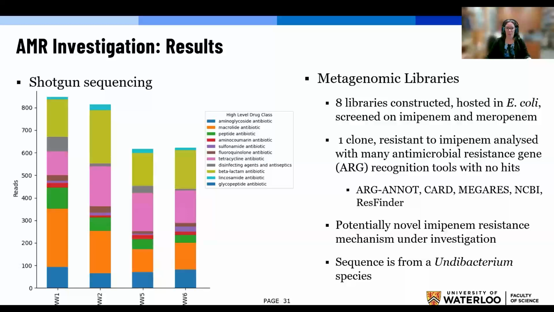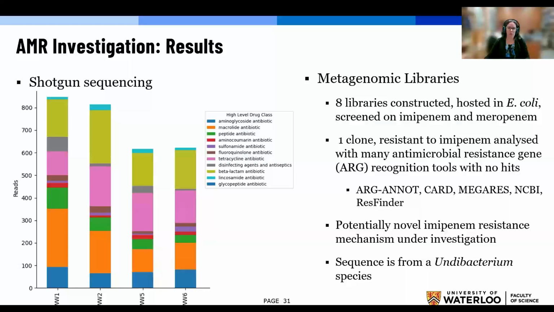For the metagenomic libraries, I'm showcasing here on the right-hand side that 8 libraries that we constructed and hosted in E. coli. We screened them on imipenem and meropenem, and a total of 30 resistant clones were investigated, most of which had easily identifiable AMR genes present, but we did find one interesting clone without any AMR genes when screened against 5 representative databases. There could be a novel AMR gene here, so we're investigating further.